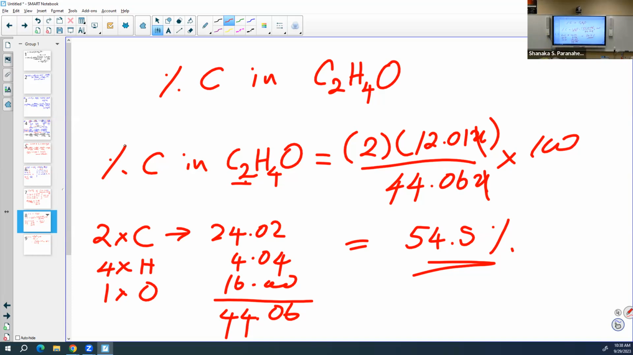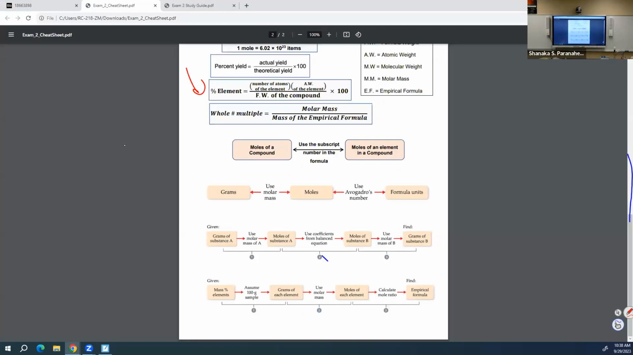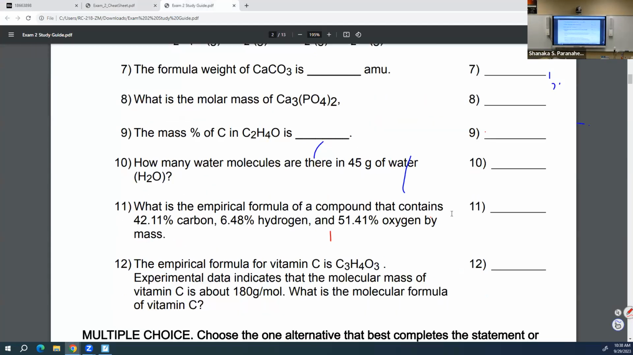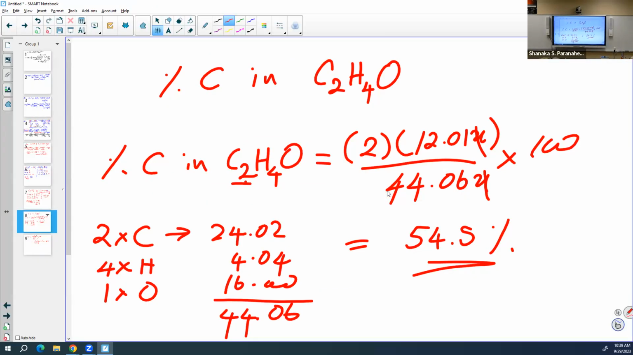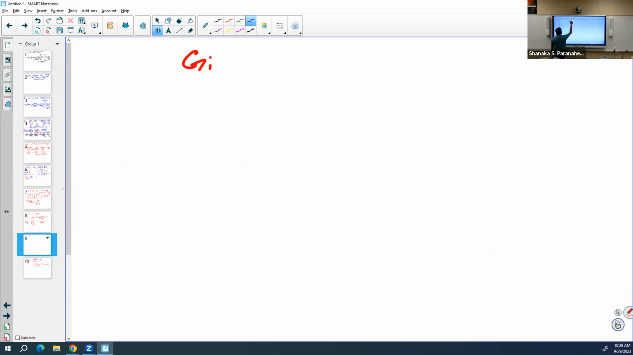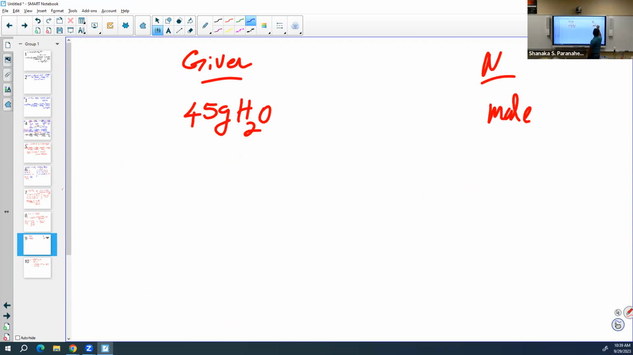One on molecules actually, not simple. Let's go to the next question, number 10. How many water molecules are in 45 grams of water? So you are going to use this conversion: grams to formula unit. Grams into moles, moles into formula units using the Avogadro number. Okay, we have only 11 minutes left. Given 45 grams of water, needed: molecules of water.